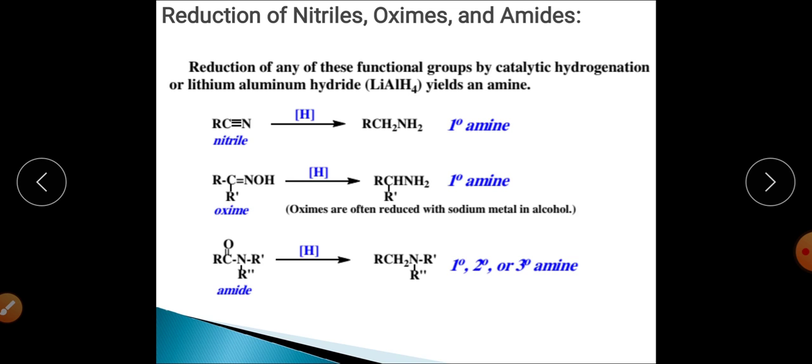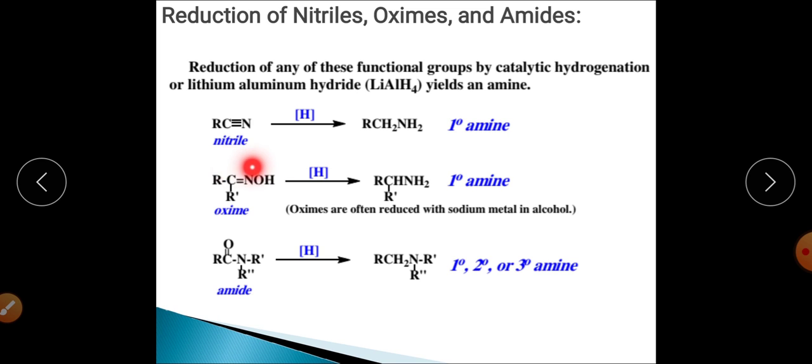The second method of formation of amines is the reduction of nitriles, that is cyanide containing compounds, oximes and amides. By reduction you can convert nitriles, oximes and amides into amines. They can be reduced by using different reducing agents: catalytic reduction can be used, or reduction by lithium aluminum hydride, and reduction in the presence of sodium and ethanol can also be used for reduction of these groups into amines.